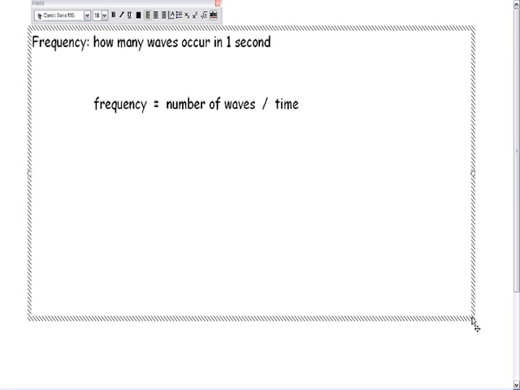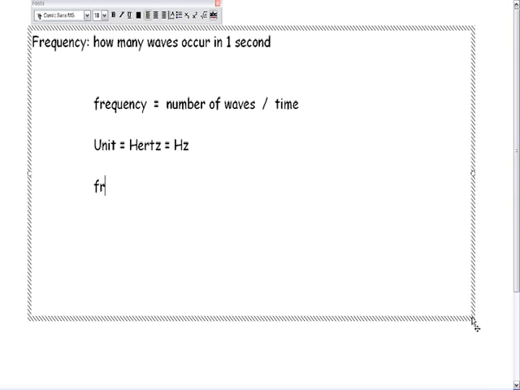If I have 50 waves in 50 seconds, it would be 50 divided by 50, giving me 1. The unit for frequency is the hertz, spelled H-E-R-T-Z, and that's abbreviated to Hz when you're using equations. So it's 1 hertz, 2 hertz, 3 hertz, 4 hertz. It's one of those annoying things: it doesn't have a singular.